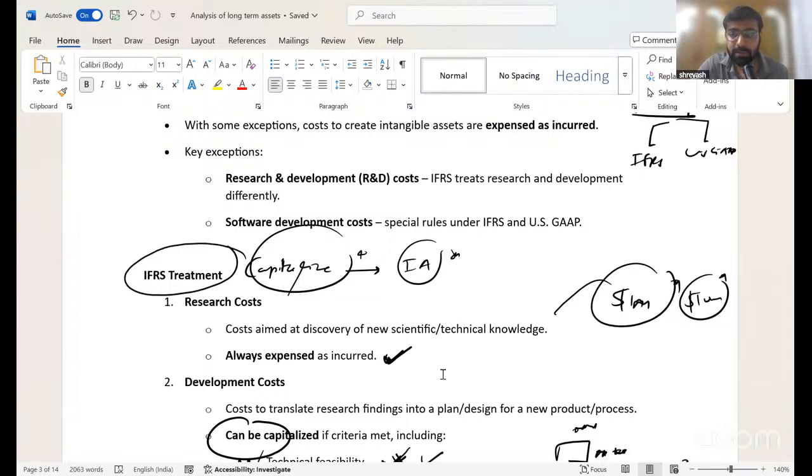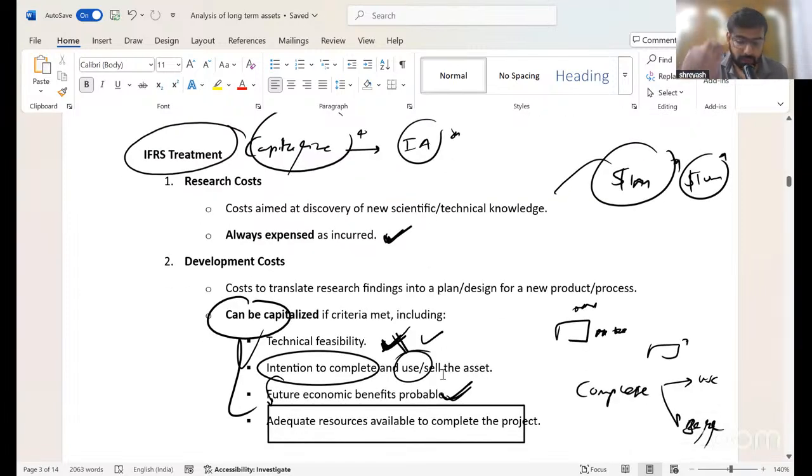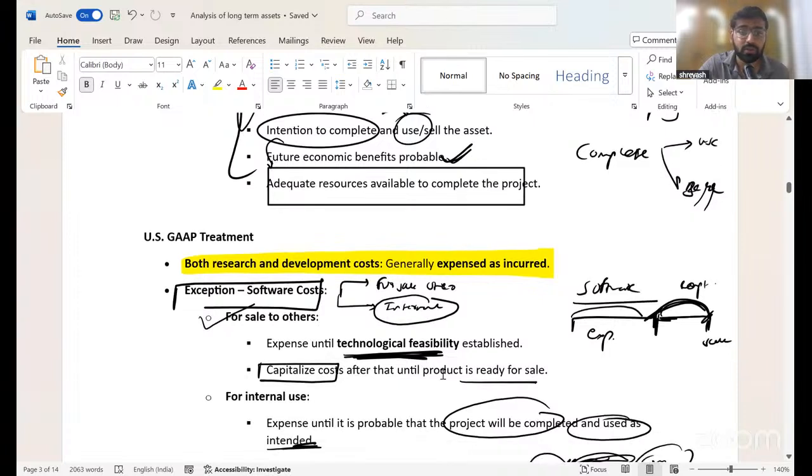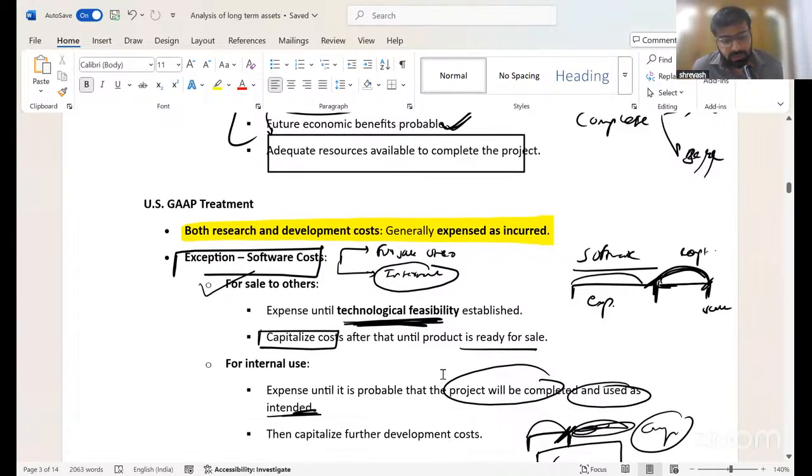In case of US GAAP, what happens? No research, no development cost, none of that is going to be capitalized. It is always going to be expensed. But the exception is the software cost. For that, obviously you can capitalize it, but it depends upon whether you're internally using it or selling it to others.